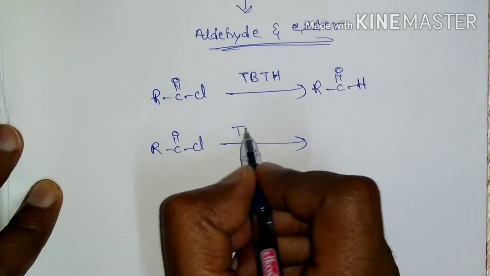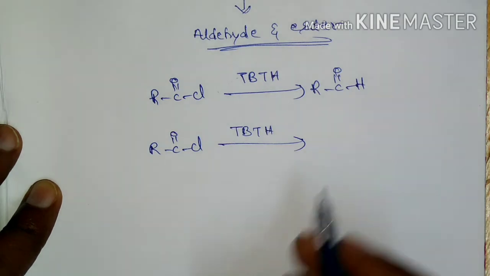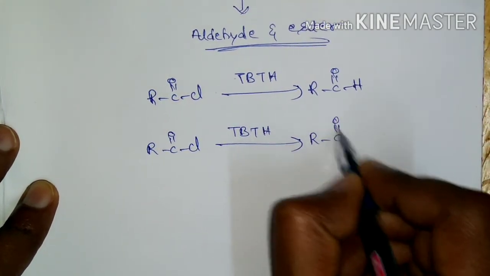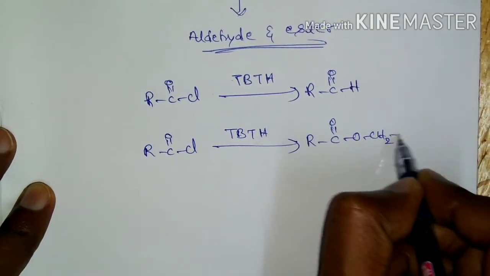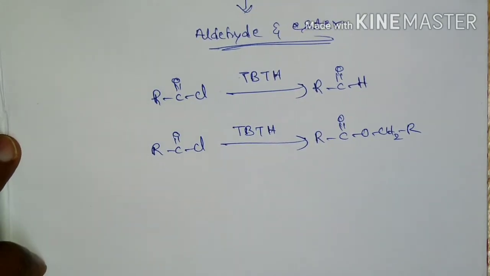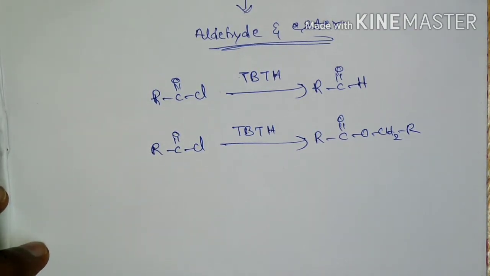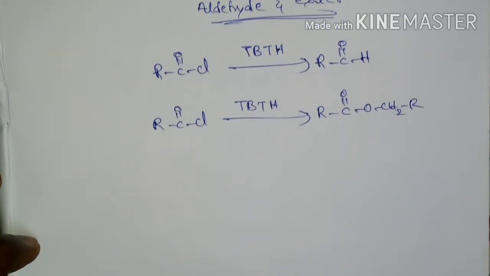Acid chloride, if it is treated with tributyl tin hydride, we may also get ester. So how are we going to get aldehyde and ester? I already mentioned we are going to get a mixture of products, so we will see that through the mechanism.